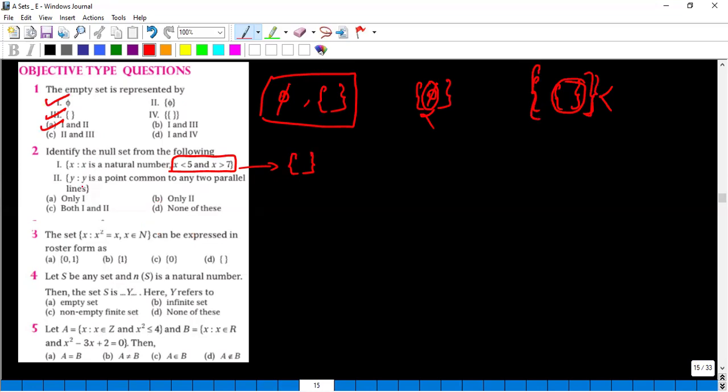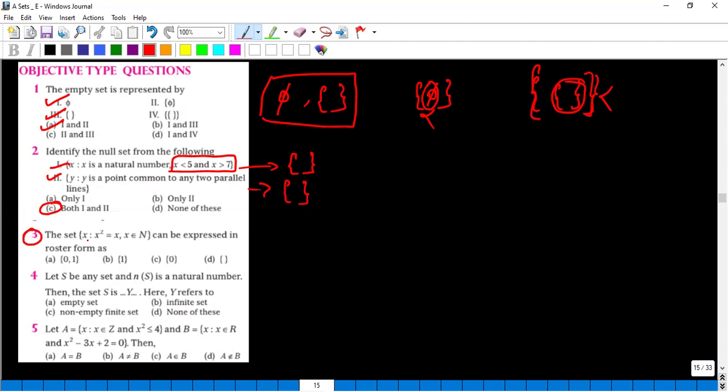Question number 2: y such that y is a point common to any two parallel lines. Of course, already we have discussed this. We can frame an empty set with this. So these two are correct. Both options will frame a null set. Question 3.